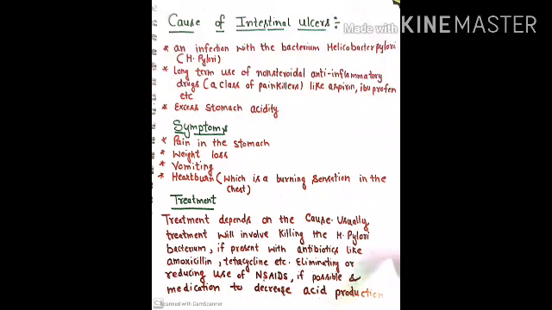Now, symptoms of ulcer include pain in the stomach, weight loss, vomiting, and heartburn, which is a burning sensation in the chest. And treatment for intestinal ulcer depends on the cause. Usually, treatment will involve killing the H. pylori bacterium, if present, with antibiotics like amoxicillin, tetracycline, etc., eliminating or reducing the use of non-steroidal anti-inflammatory drugs if possible, and medication to decrease acid production.